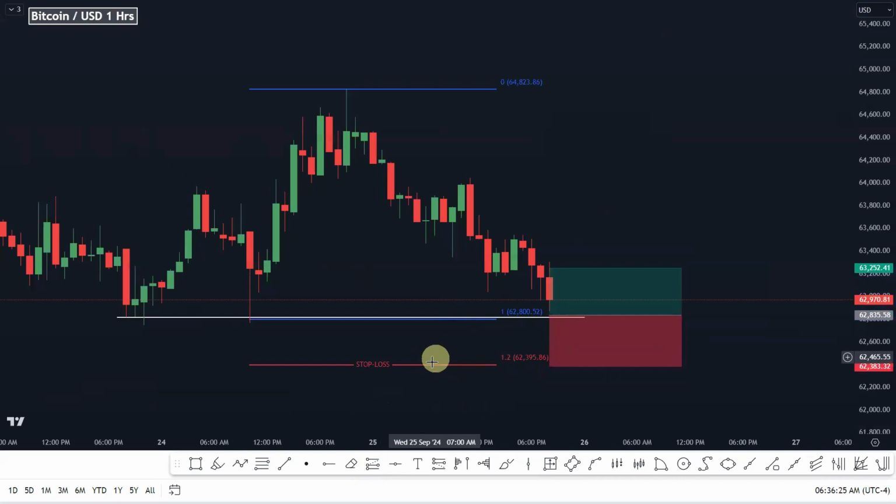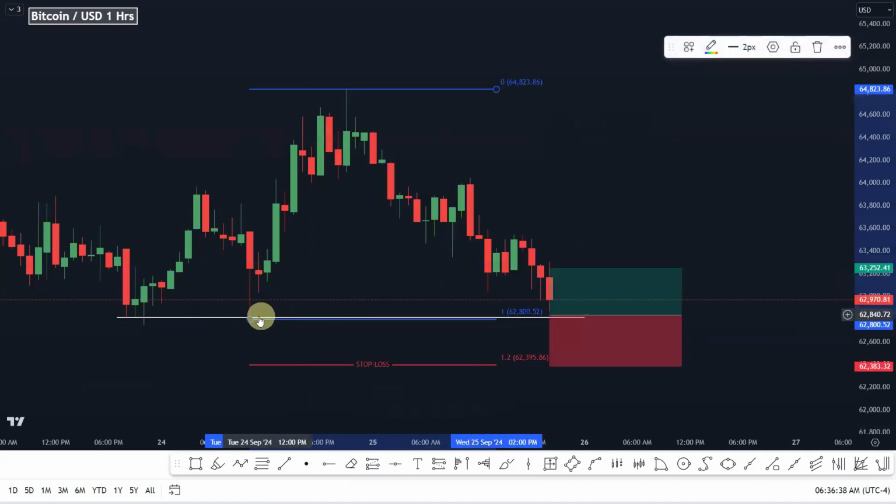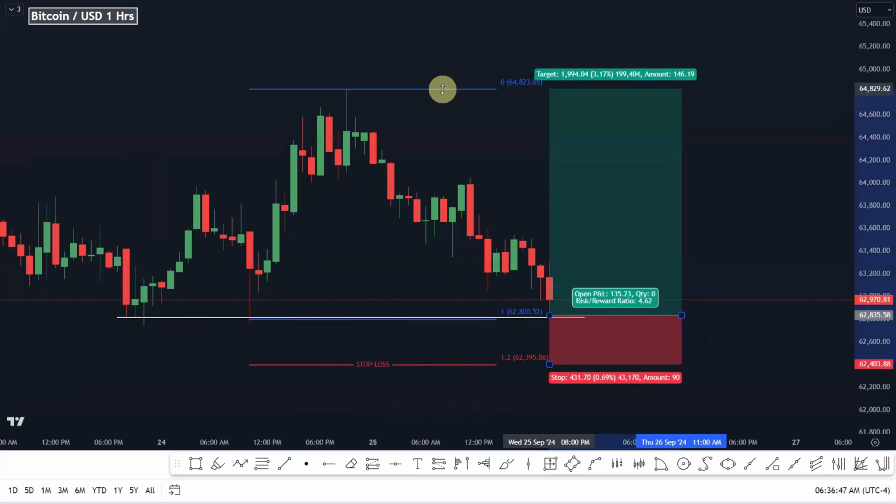If you see, this is the Fibonacci retracement, and that is the setting of the Fibonacci retracement. I have checked only 0.1% and 1.2%. These are my only lines on the Fibonacci retracement. I draw it from the low towards the high in the case of support and resistance. Stop loss will be right on the 1.2%, and our target is going to be right on the high, okay?